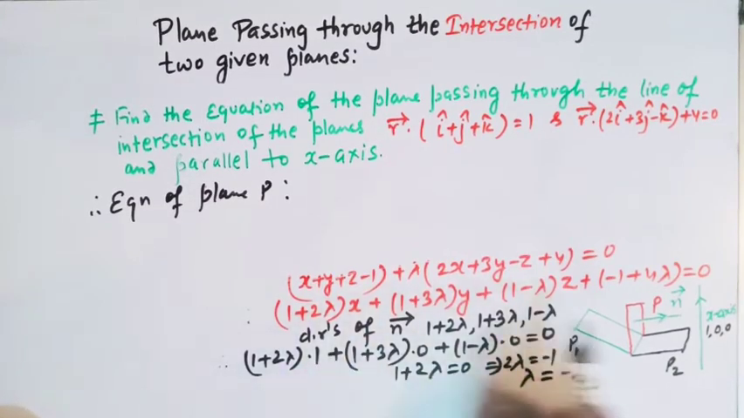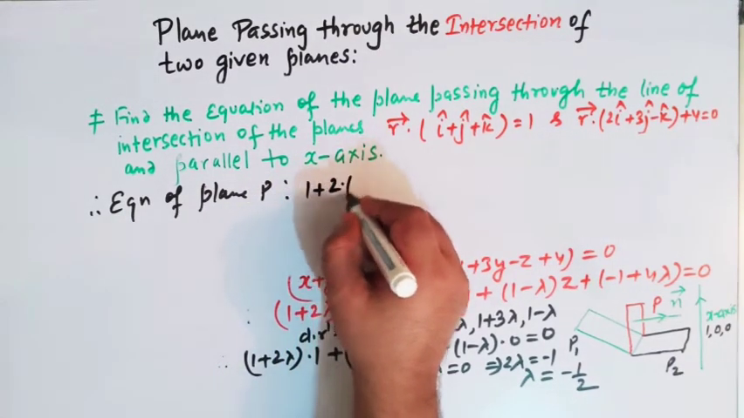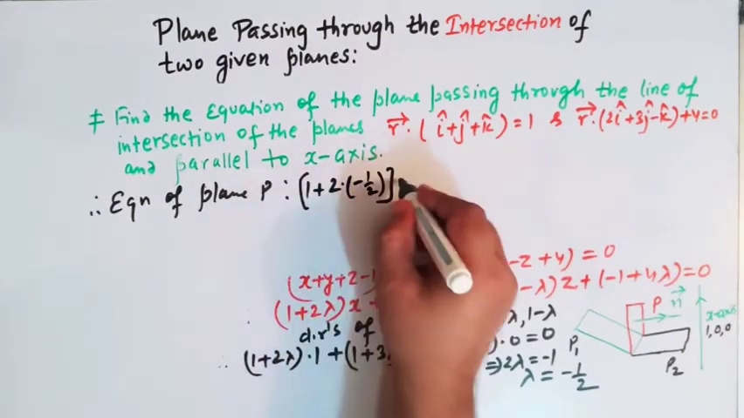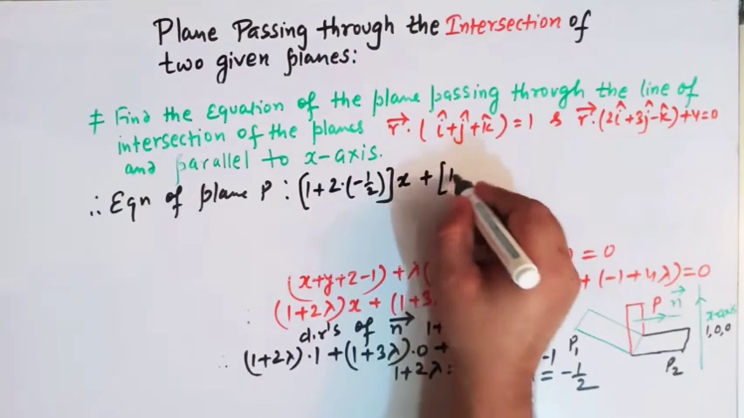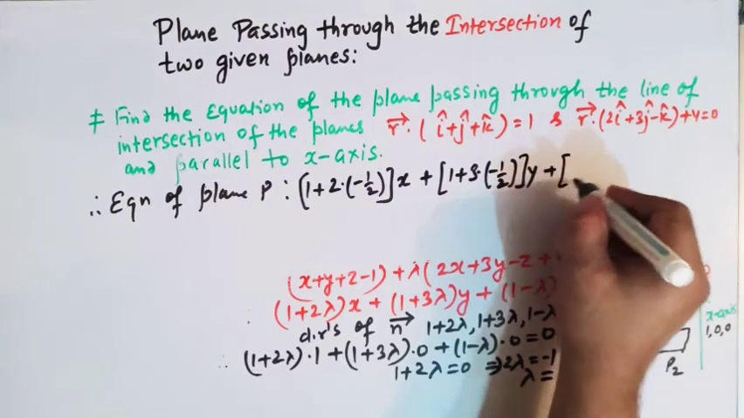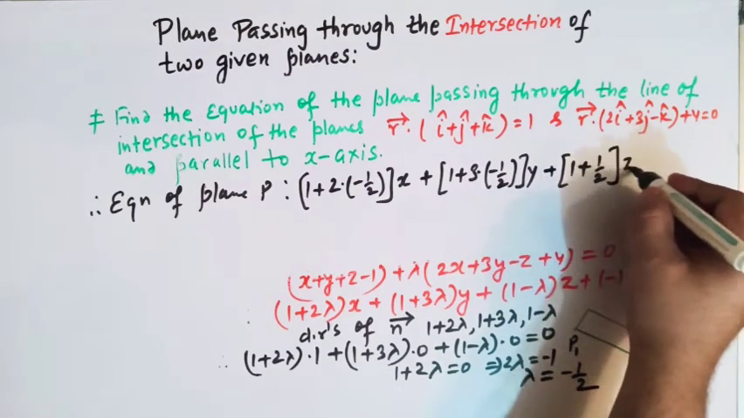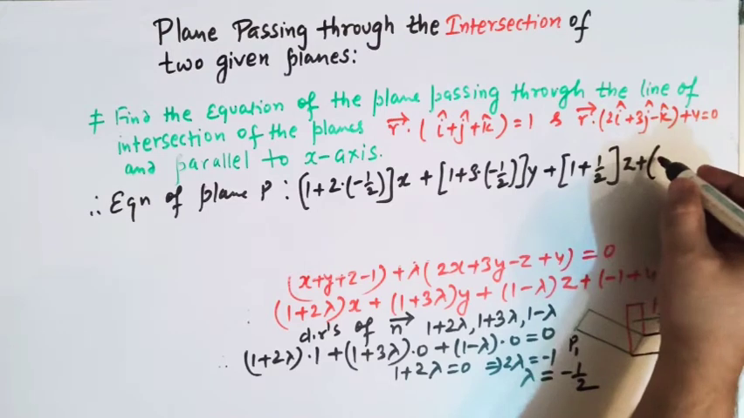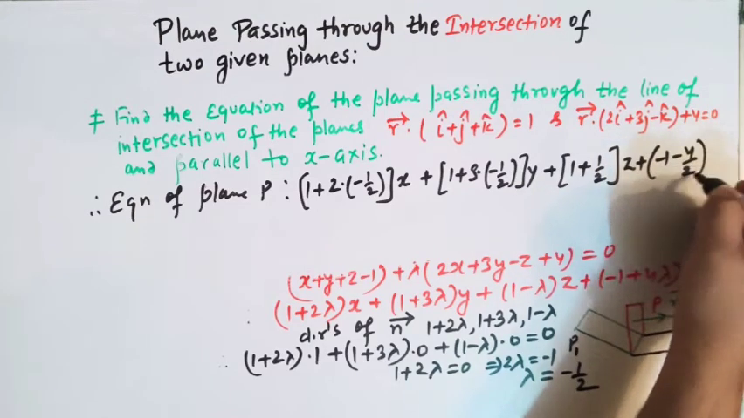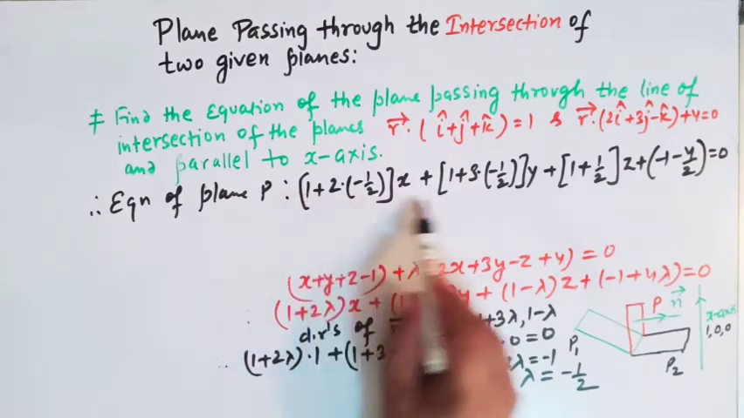Now the equation of the plane P is given by this expression. So if we substitute this value of lambda here, we have (1 plus 2 times minus 1 by 2) x plus (1 plus 3 times minus 1 by 2) times y plus (1 plus half) z, and then here we have minus 1 minus 4 by 2 equal to 0, right? So we have substituted this value of lambda as minus 1 by 2 in this equation, and we have obtained this expression.